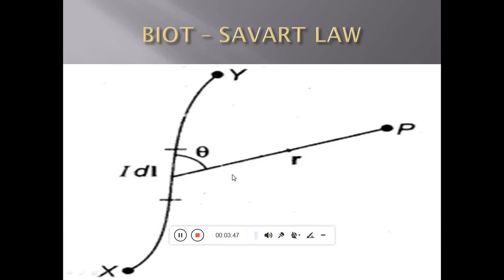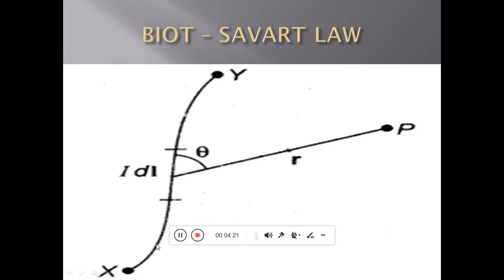Now see, Oersted told that electric current can produce magnetic field, but he was not able to tell how much magnetic field that electric current can produce. This was told by Biot. There were two scientists, Biot and Savart, who both gave this law, the Biot-Savart law. He told what would be the value of magnetic field at a certain point due to a small length element in which current is flowing.